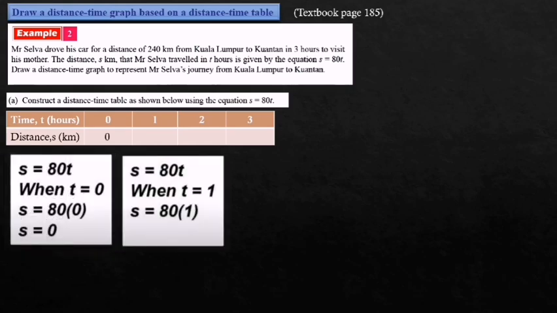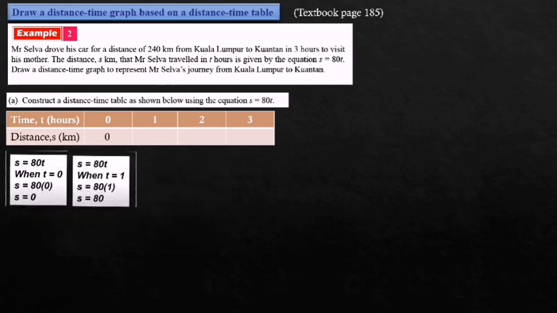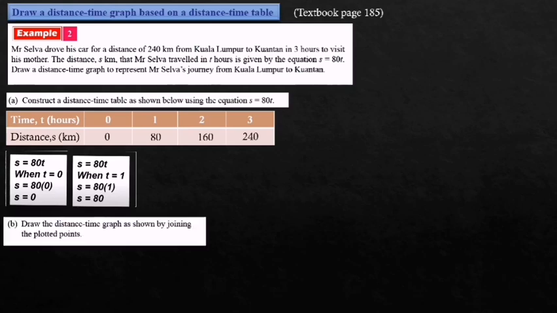When t equal to 1, S equal to 80 times 1. S equal to 80. So for t equal to 2 and t equal to 3, you use the same method. Then you will get the answer 160. And for 3 hours, you get the distance equal to 240 km. Draw the distance time graph as shown by joining the plotted points.